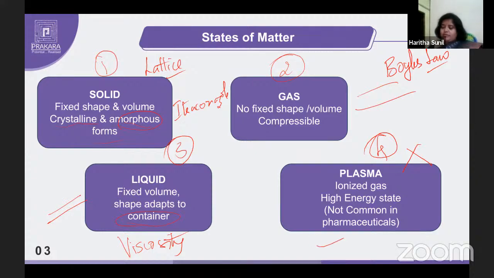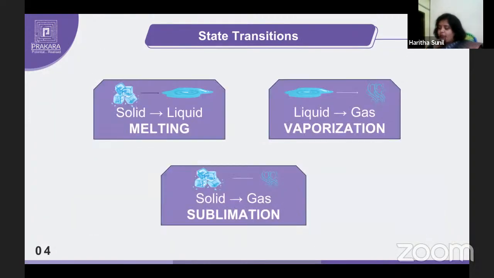And then plasma, as I already said, we are not discussing this as it does not have any relevance to the pharmaceutical sciences. Moving on to the next slide, we have the state transitions. For example, even our state transits, right? The state transition will be there for us also. Now we'll be very happy, then our state will transform into a very happy state, or even a sad state, or even a very dull state, like that, isn't it? So these transitions have certain names.